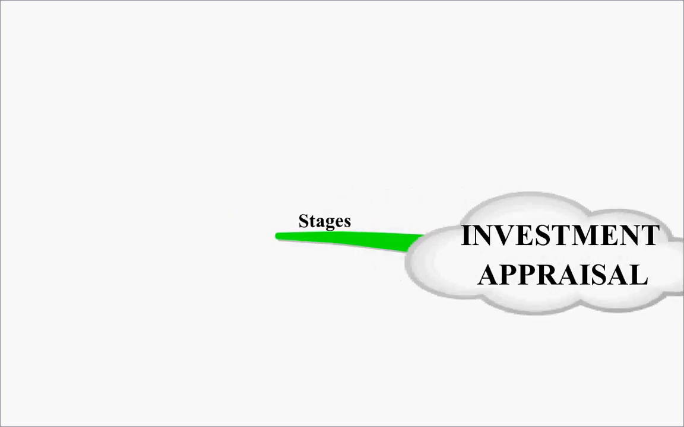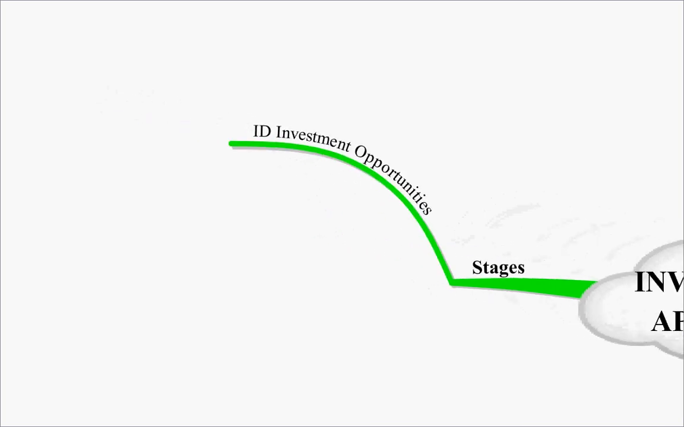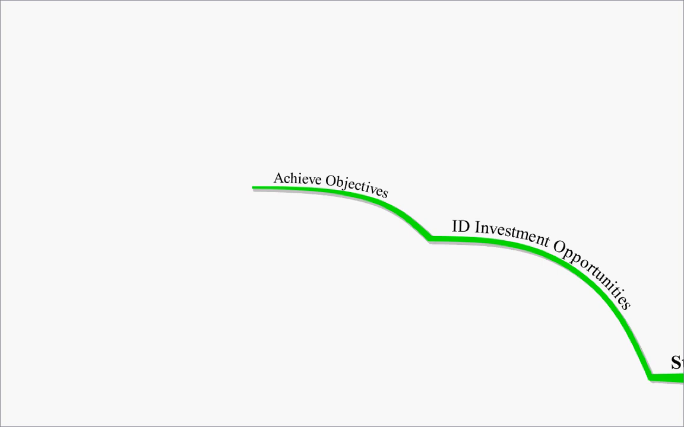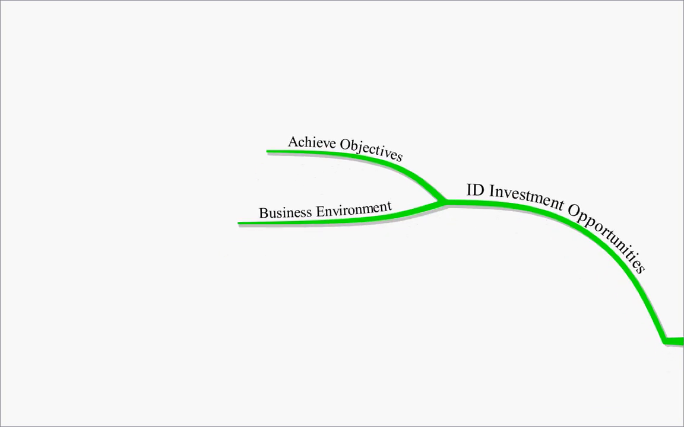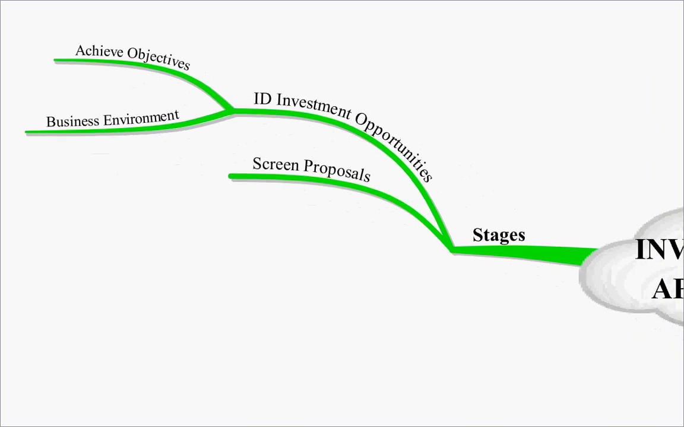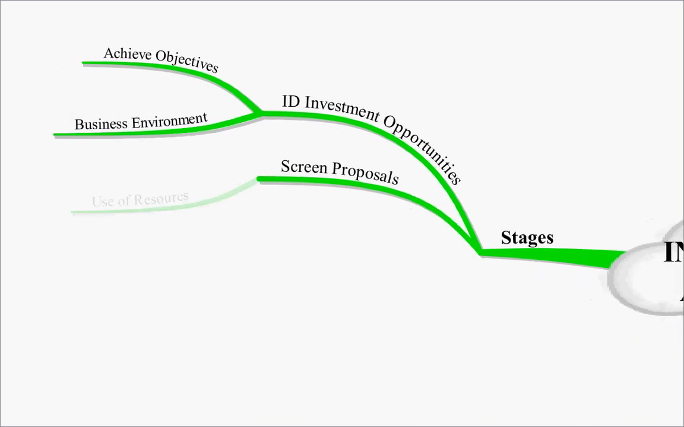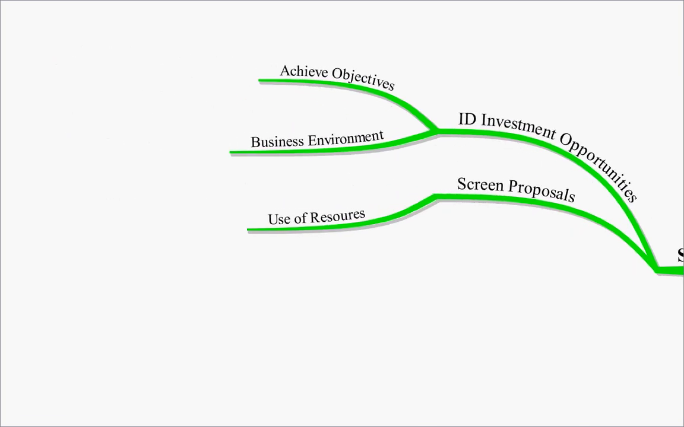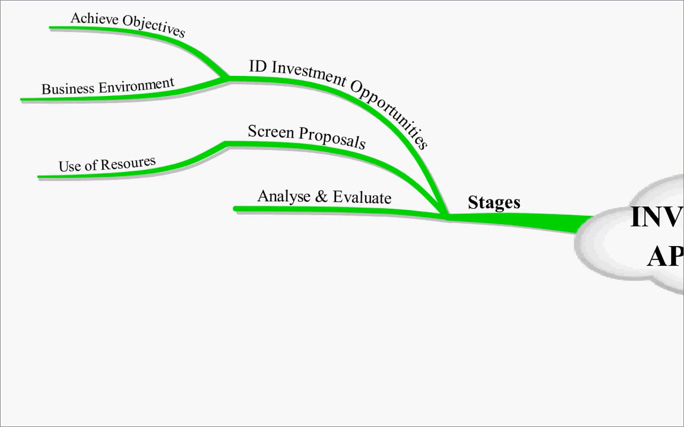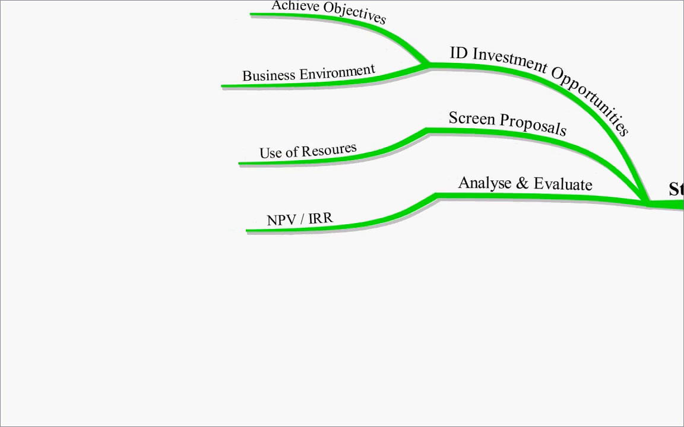Well, there are stages in investment appraisal, the first of which is identifying your investment opportunities. You'll do this to achieve your objectives and to assess the business environment. Those are two things that you're going to do when identifying those opportunities. You'll then screen your proposals to make sure you're making effective use of your resources. You'll analyse and evaluate the investments, using such things as NPV and internal rate of return, and we'll look at those in due course.